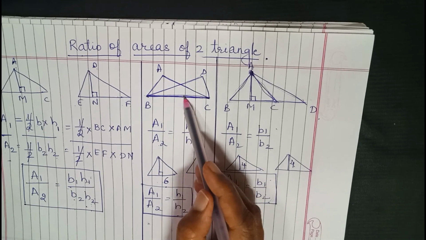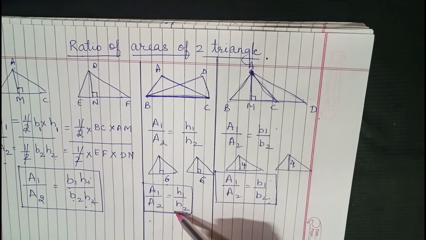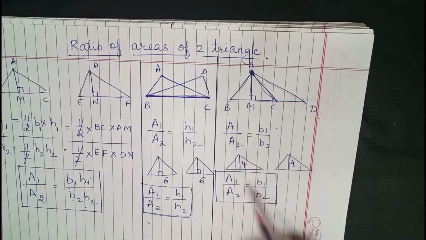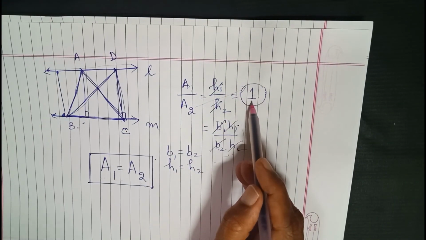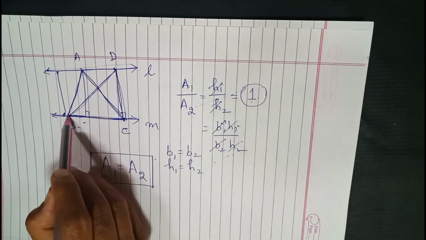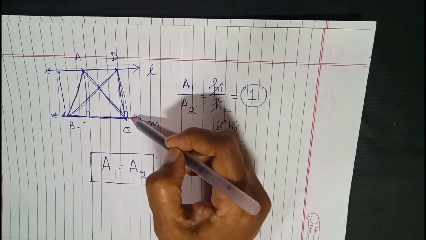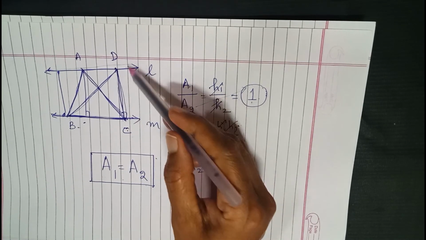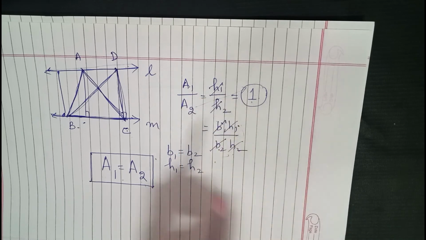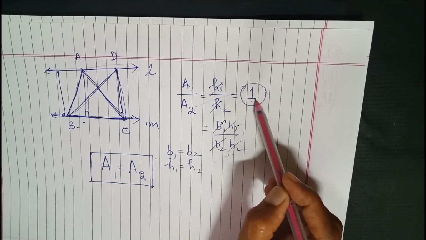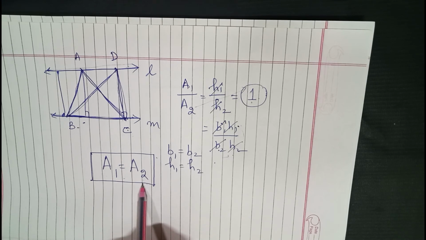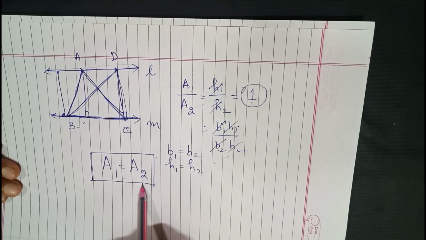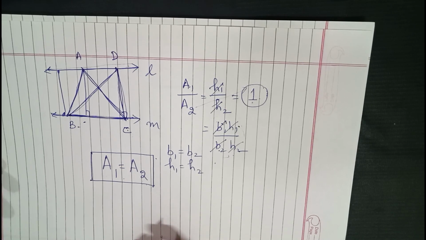When the bases are the same or common, we get H1 upon H2. When the height is common or equal, we get B1 upon B2. And if both base and height are equal, then we get it equal to 1. When does that happen? When the triangles have a common base and are present between two parallel lines. That means their heights are also equal. In such a case, A1 upon A2 is equal to 1, or in other words, A1 will be equal to A2. So this is the first property of the lesson, that is the ratio of areas of two triangles.